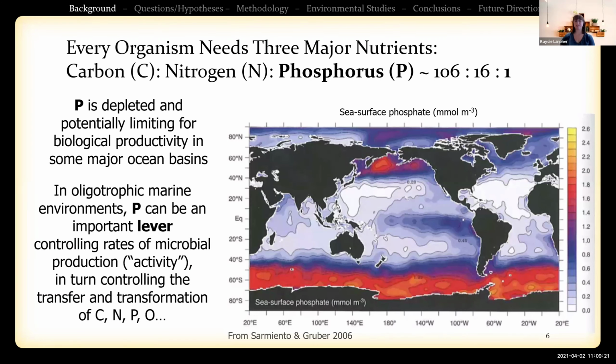And because we're in these oligotrophic environments, phosphorus can be an important lever that's controlling the change of these microbial productions or activity, in turn controlling those rates and transformations of carbon, nitrogen, phosphorus, oxygen. And so understanding the interactions between microbes and phosphorus can be very important to understanding their overall roles in these other cycles.